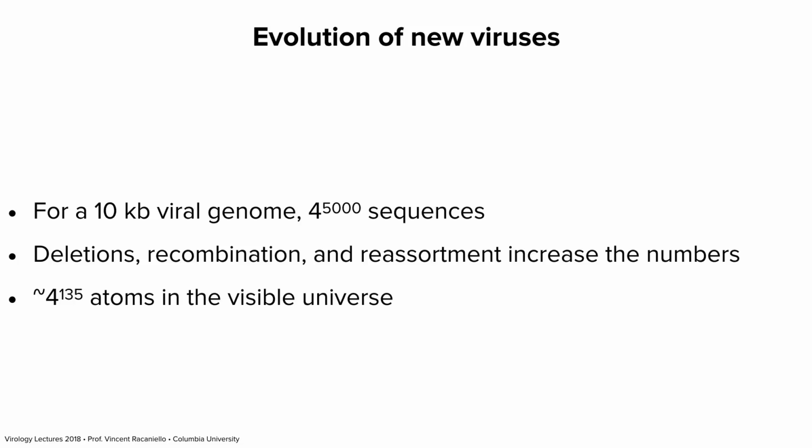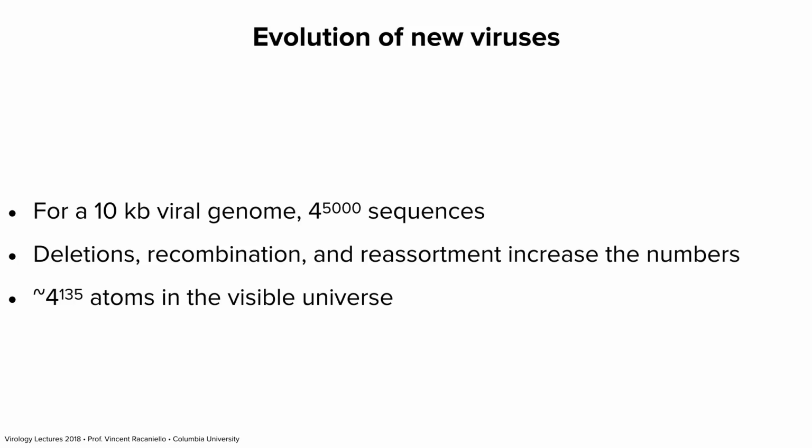4 to the 5,000, and more by deletions and recombination. There are only 4 to the 135 atoms in the visible universe. 4 to the 135, yet there are 4 to the 5,000 possible different permutations of a viral genome, again assuming that half of the nucleotides can mutate. So you can make a lot of different possibilities.